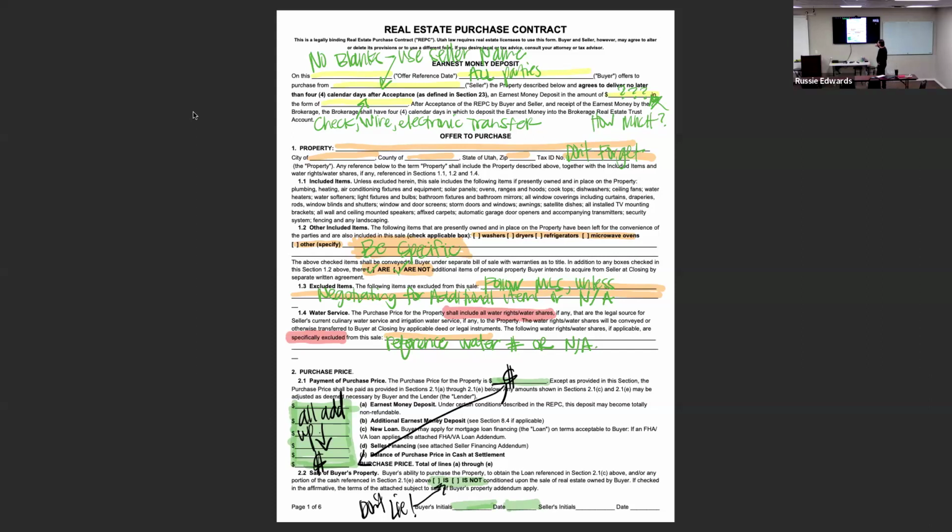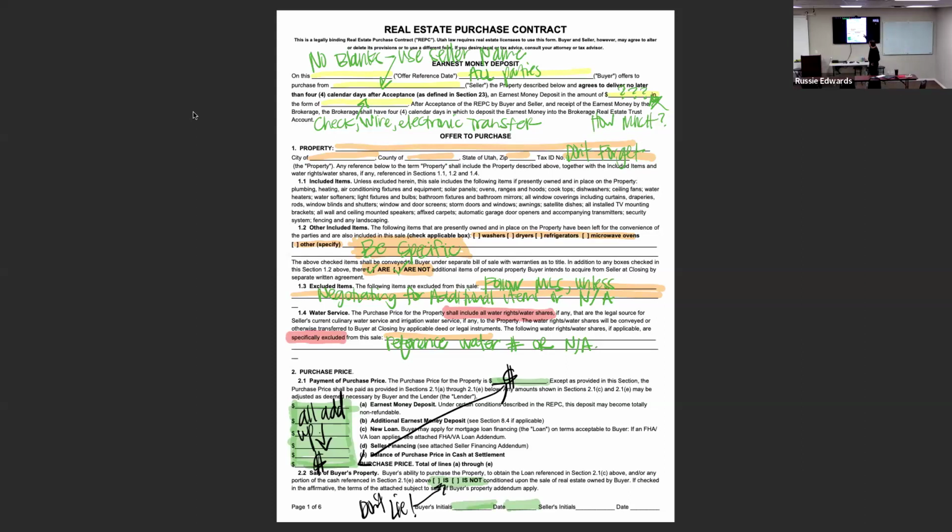Okay. Section 1.2 and 1.3 are your included and your excluded items. I want you to be super, super specific. Do you guys have more than one fridge in your home? You guys don't? You do? A lot of times you'll have a fridge in your garage. A lot of times you'll have an extra freezer, right? You want to be specific.